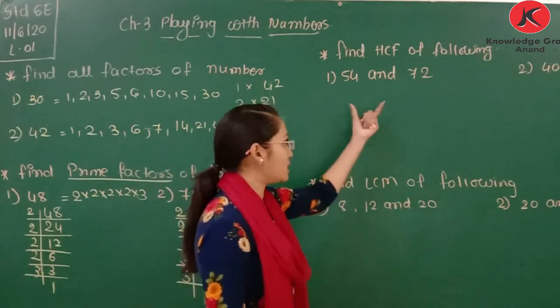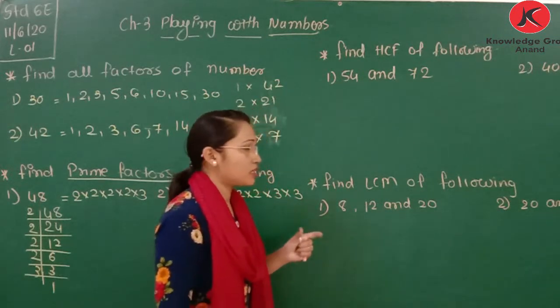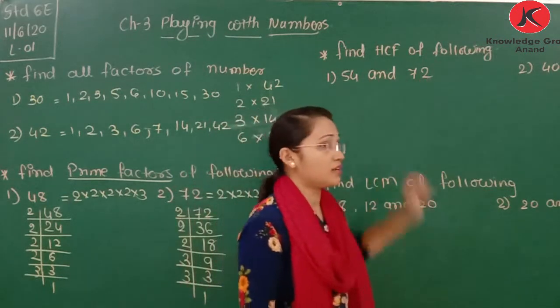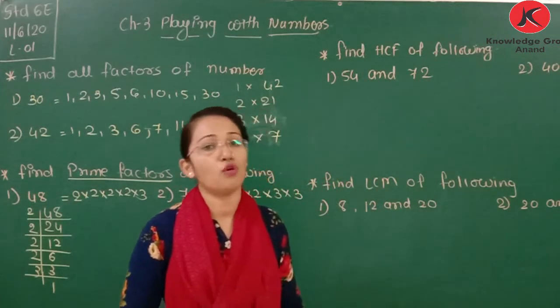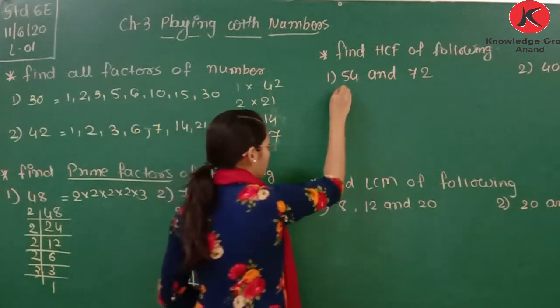Now next, find the HCF of the following. Okay, to find the HCF, means highest common factor. Highest common factor means you need to find the highest number that divides 54 and 72 both. બંનેને divide કરે એવો highest number find કરવાનો. That's why you need to find the factors of 54 and 72.